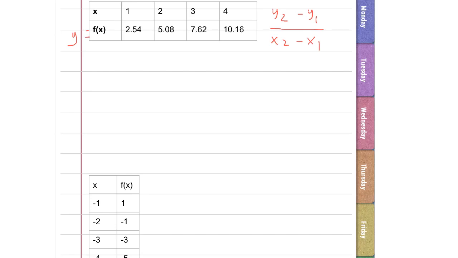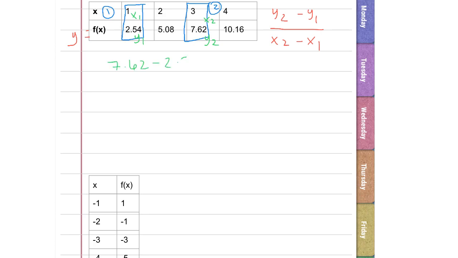And now I can pick my 2 points, right? We need to find the slope and the y-intercept so that we can write our linear function. So I'm going to pick these 2 points. This one, and let's go ahead and do this one. So this is (1, 2.54) and this is (3, 7.62). I'm going to go ahead and label them. So this is x1, y1, x2, y2.